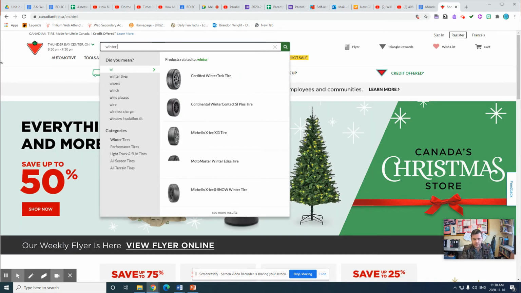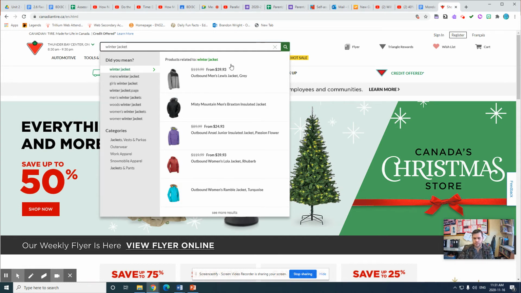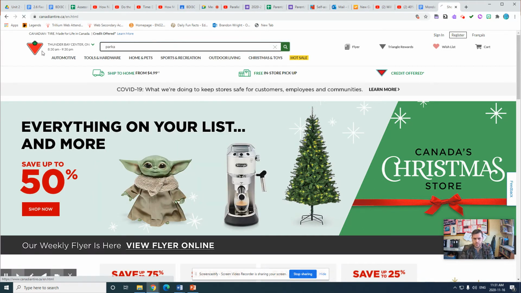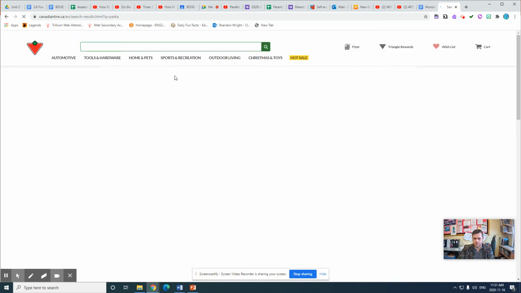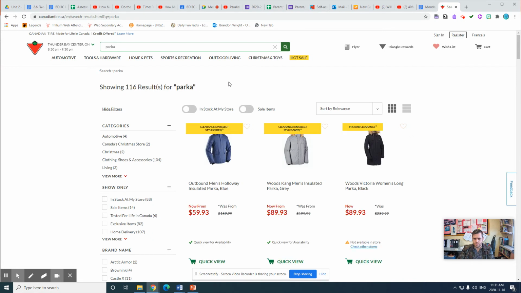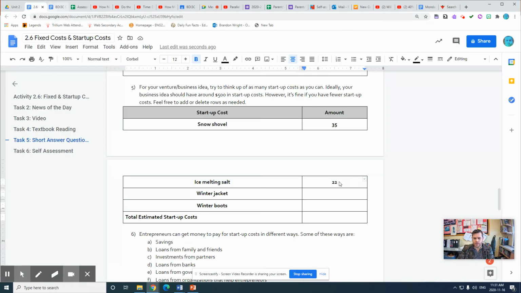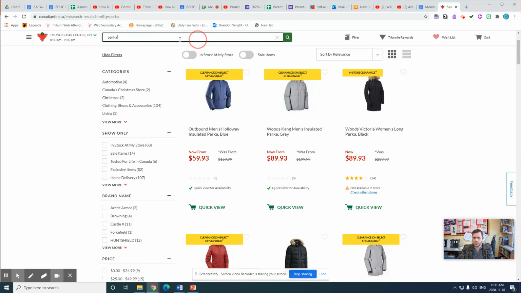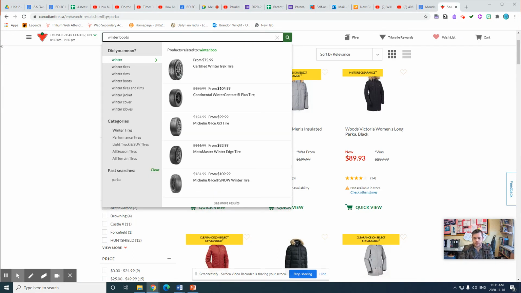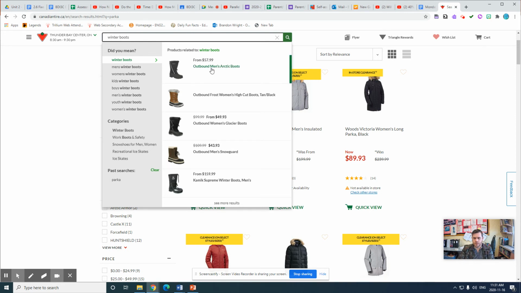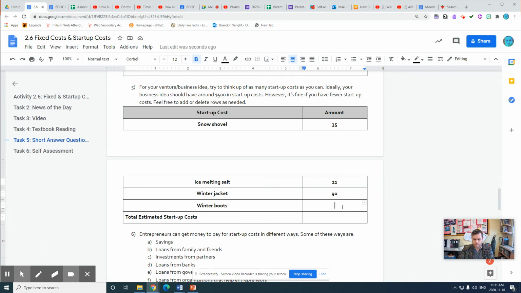Winter jacket. I want to buy a good one. Let's see, a parka. Hey, 90 bucks. What a good deal. Winter boots, for $58. Remember, these are just estimated costs.